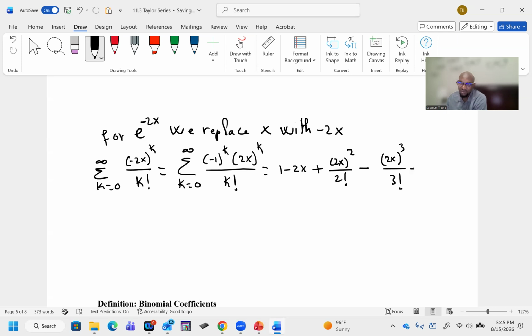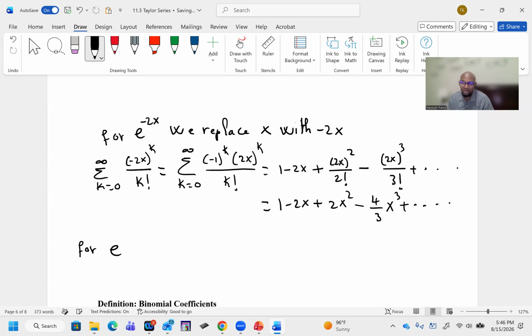And if k is 4, we'll have plus and so on, right? So you can simplify this one, which would be 1 minus 2x plus 2x squared minus 4 divided by 3x cubed plus and so on.